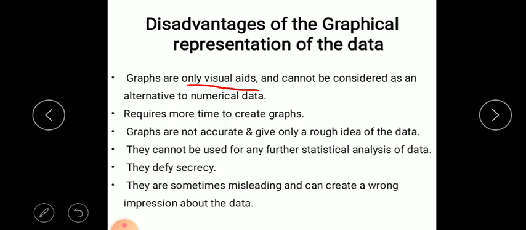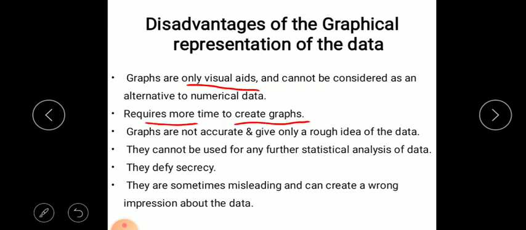We need a lot of time to draw various graphs, represent them properly, give proper legends, headings, and then put it in a presentation. So this requires a lot of time and requires skills, especially in using statistical tools on a computer like SPSS or even Microsoft Excel if you're using it. So creating graphs requires a lot of time.